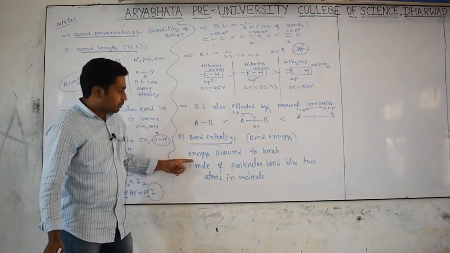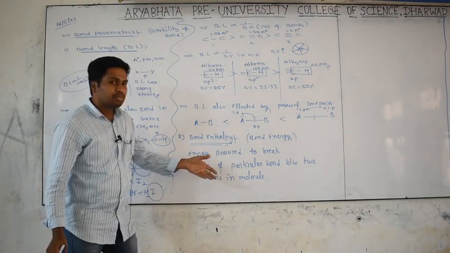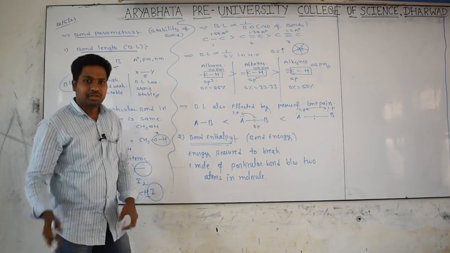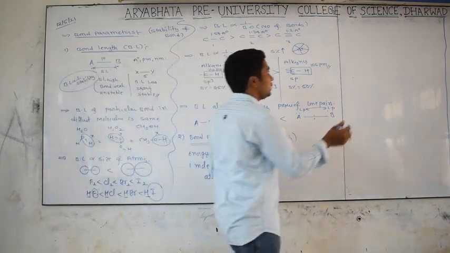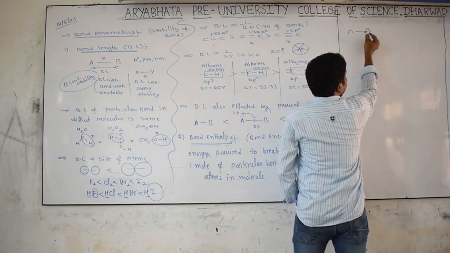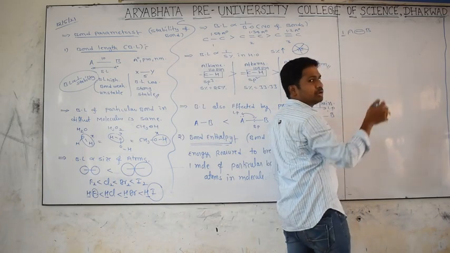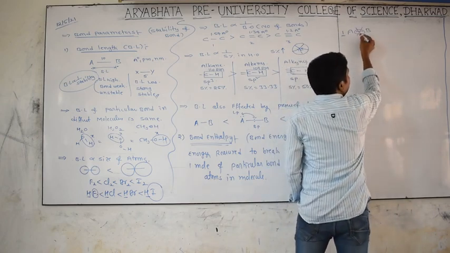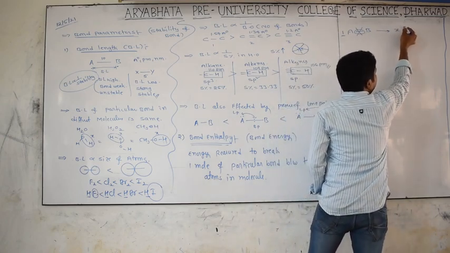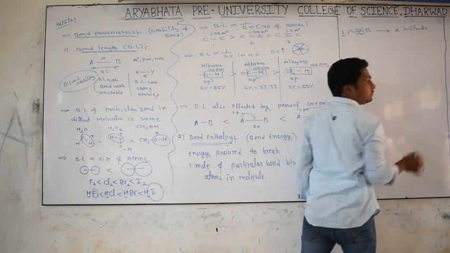Energy required to break 1 mole of a particular bond between two atoms in a molecule is called bond energy. What is the meaning of this? If you take, for example, an AB molecule, this is 1 mole of molecule. Between them how many bonds are there? A single bond. The energy required to break this bond is x kilojoules per mole.